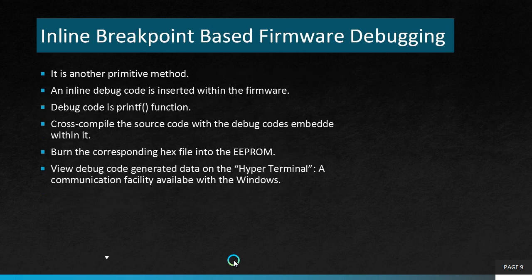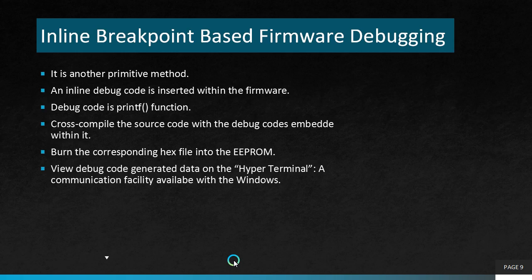The next technique, that is inline breakpoint based firmware debugging. It is another primitive method of firmware debugging. Here, an inline debug code is inserted within the firmware at a point where we want to ensure correct execution. The debug code used here is printf function. Cross-compile the source code with the debug codes embedded within it. Then burn the corresponding hex file into the EEPROM.